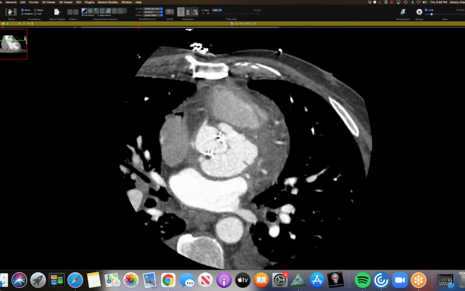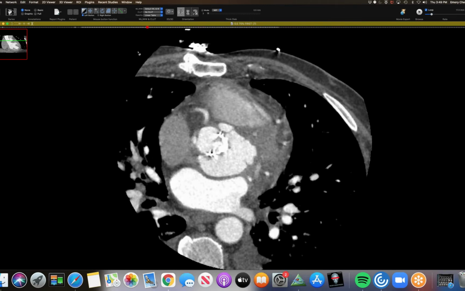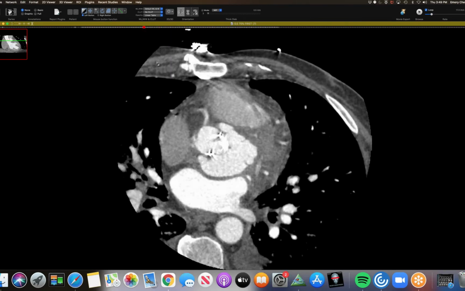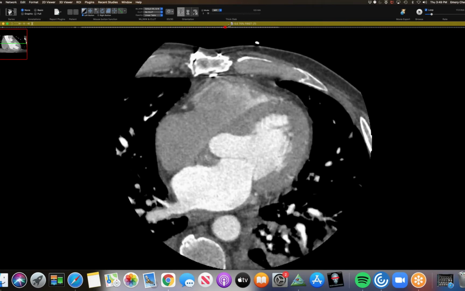He had positive blood cultures for a strep. He had a reduced sternotomy, and he had his aortic root replaced.